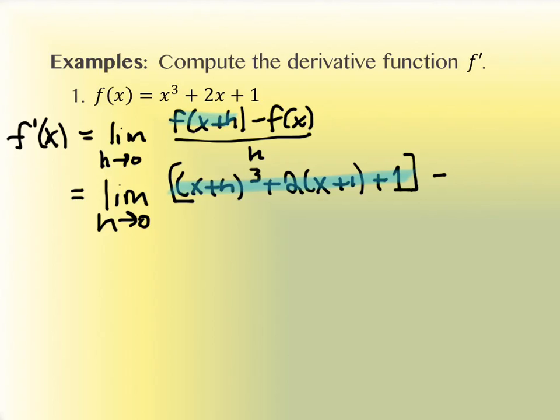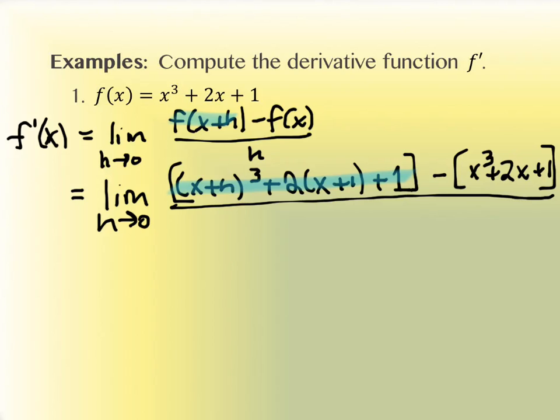Then I'm going to subtract f of x. Well, f of x is the original function that I was given. That's x cubed plus 2x plus 1. And I'm supposed to divide all of that by h. Does everybody see where all the pieces came from? So if you lose one of these pieces, things are going to get messy and kind of blow up in your face a little bit.